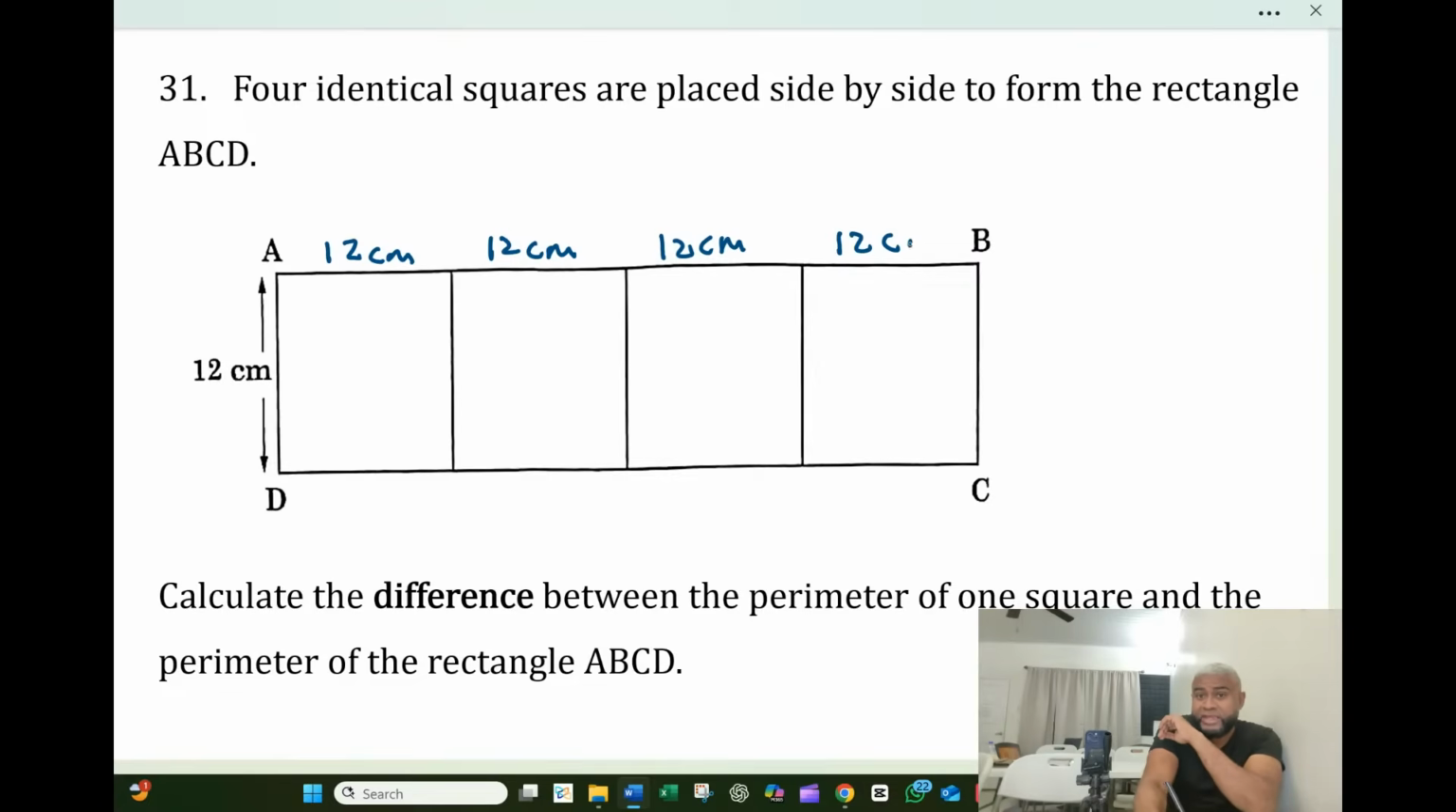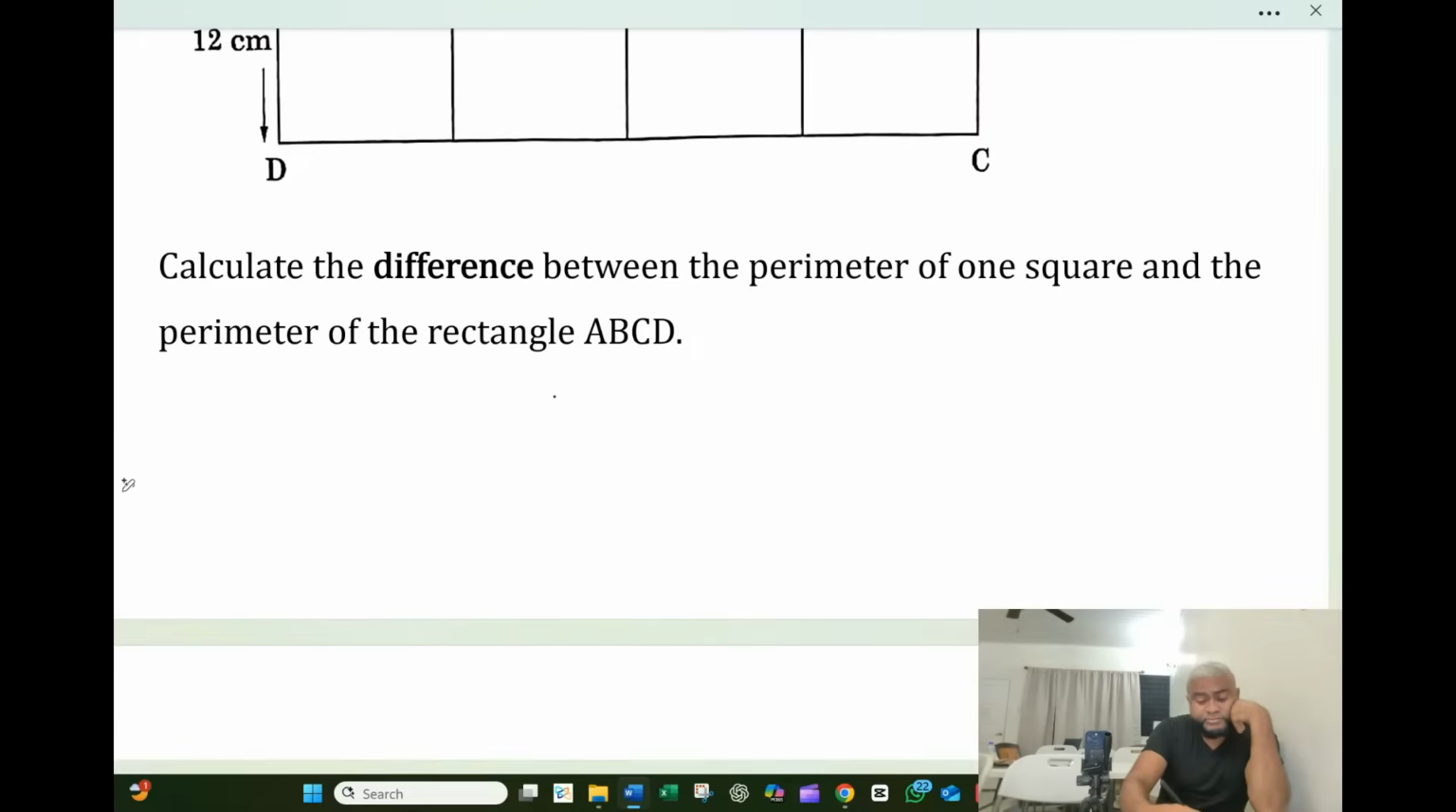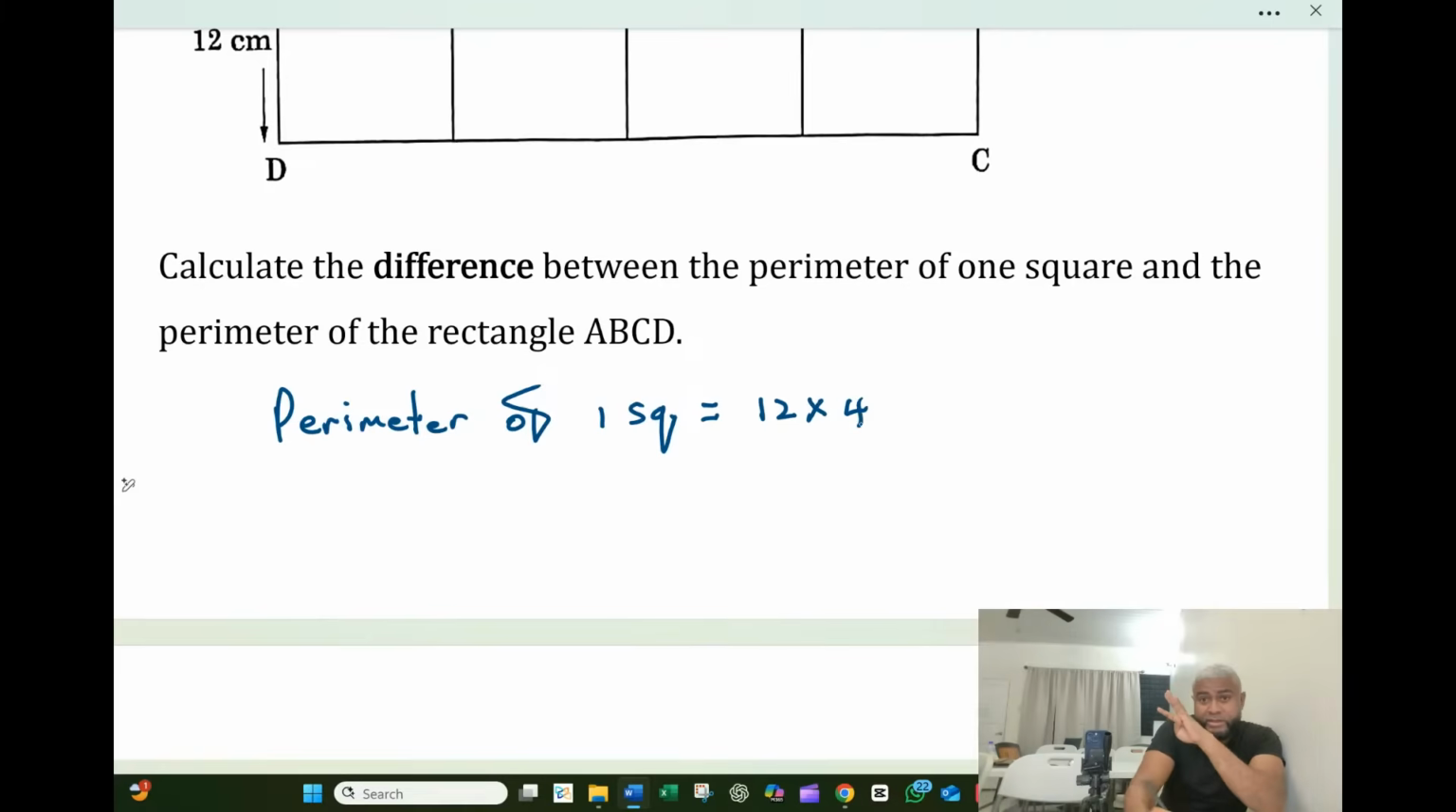Okay, so the perimeter of one square, let's find that first. The perimeter of one square would be equal to 12 multiplied by 4. 12 fours are 48 centimeters, the perimeter of one square.